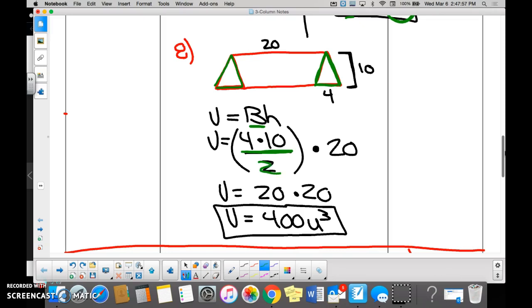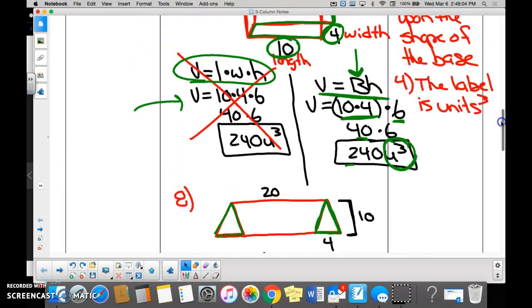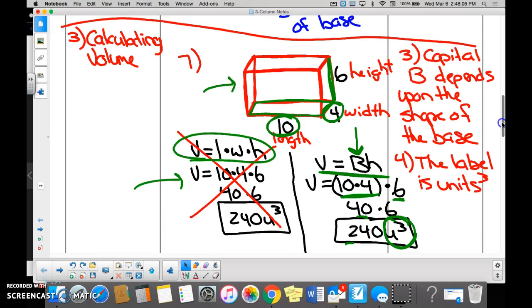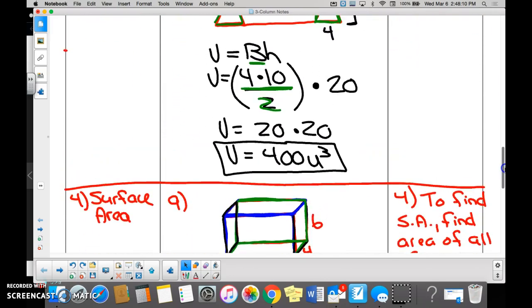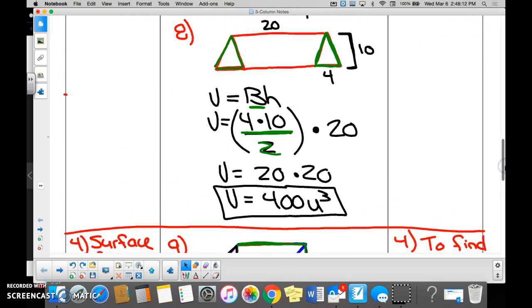Why are we dividing by 2? It's a triangle. So up here, it's not the area of a triangle, it's the area of a rectangle, so we don't divide by 2. But down here, it's the area of a triangle, so we divide by 2. And then we're still going to multiply by the height. And again, our label for volume is cubed.